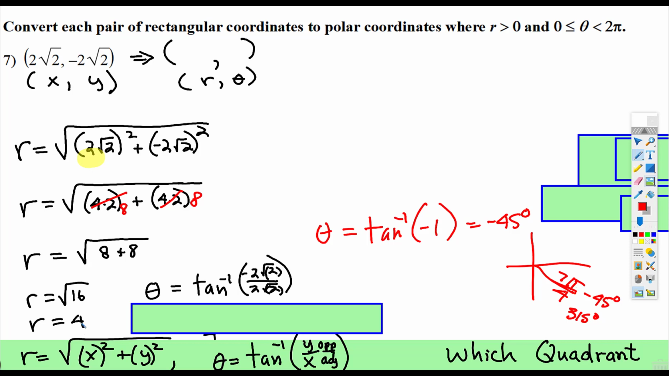So did we find our radius? Our radius is 4, and our theta is 7 pi fourths. All right, that is how you convert a pair of rectangular coordinates to polar coordinates. And by the way, this was an important domain restriction that I did not mention. Remember, this theta is coterminal with infinite angles. This tells you the only theta that we care about is between 0 and 2 pi. All right, that's it for this one.